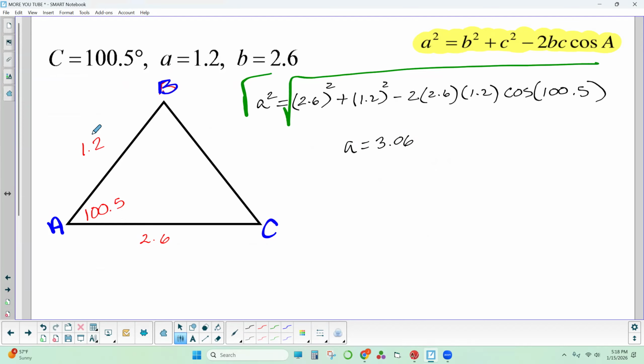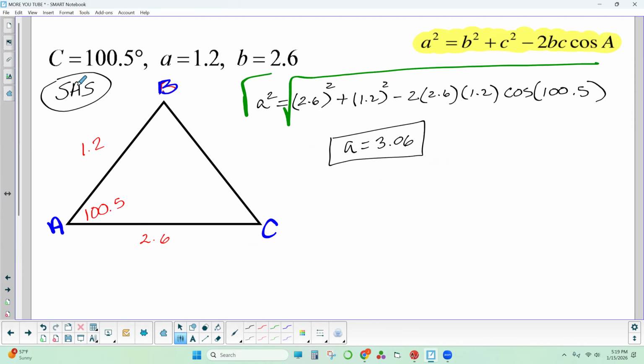Okay, so now we've got all three sides. Now we will go back to law of sines and we'll find one of these angles. Okay, so that's how it works. Now I'm just going to focus on law of cosines in this video, but after you use it one time, you always want to go back to law of sines. It's more efficient, a lot easier to work with. So you'll do that.